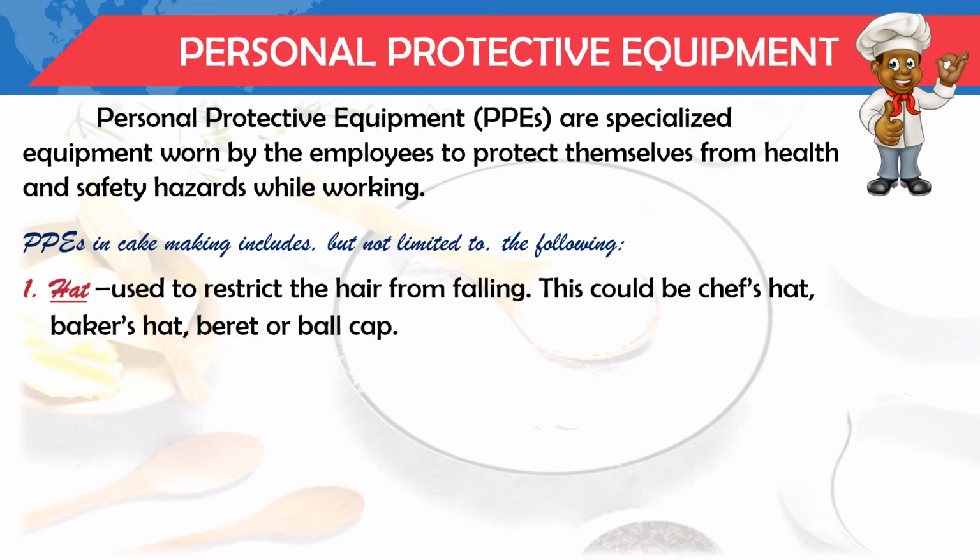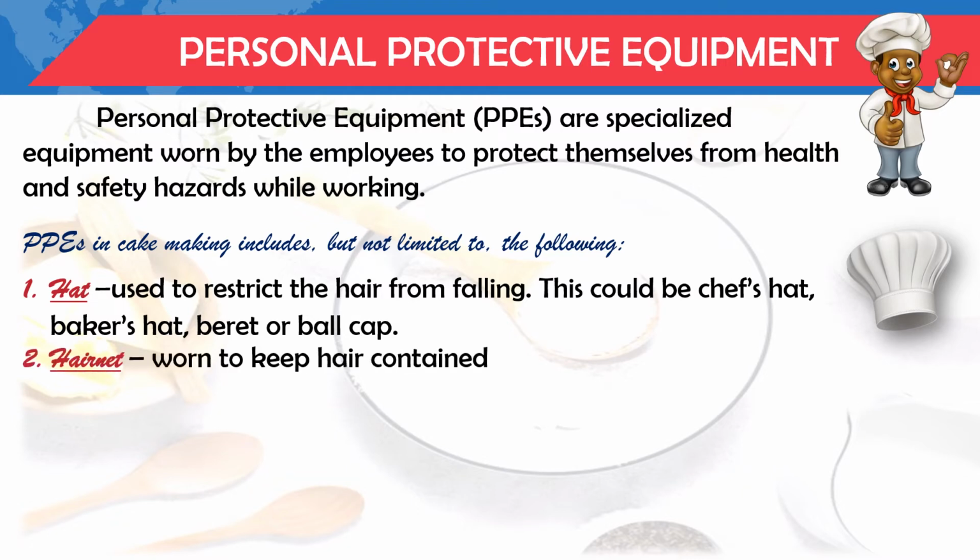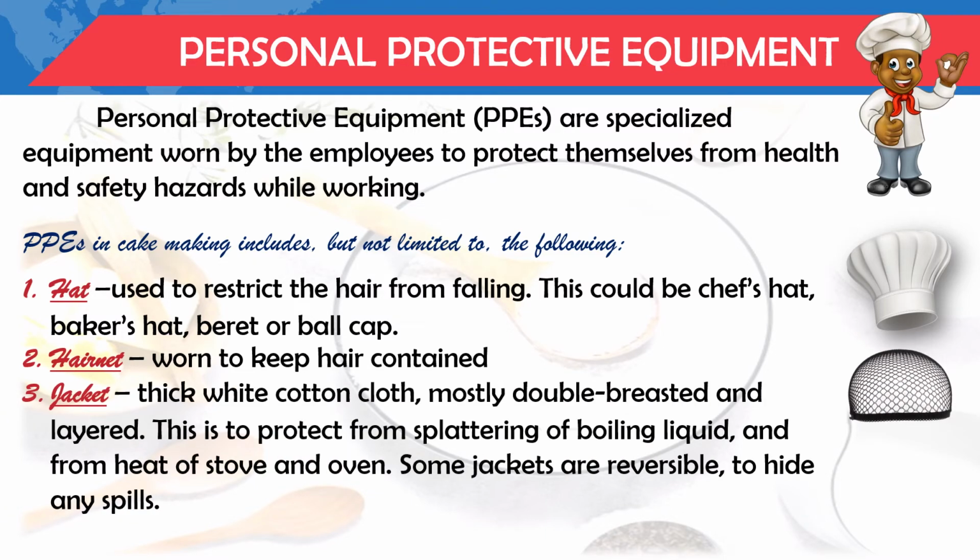The first one is the hat. The hat is very important because it is used to restrict the hair from falling. This could be the chef's hat, baker's hat, beret, or bouffant cap. The second one is the hairnet. A hairnet is worn to keep hair contained.